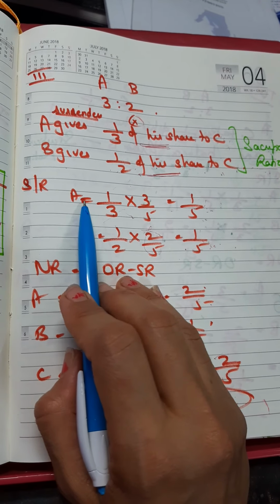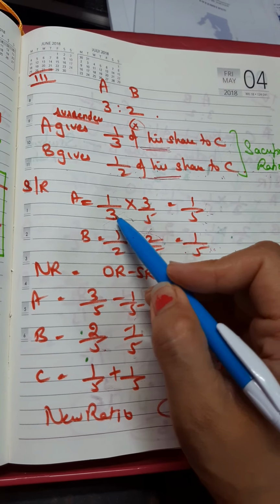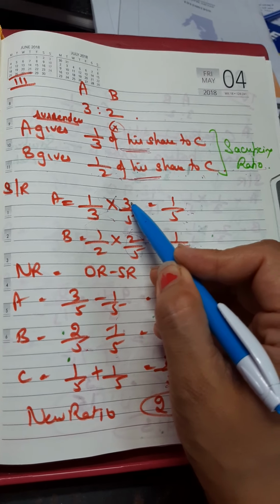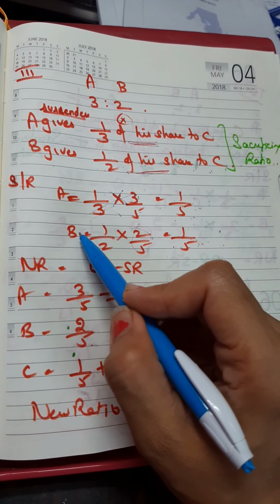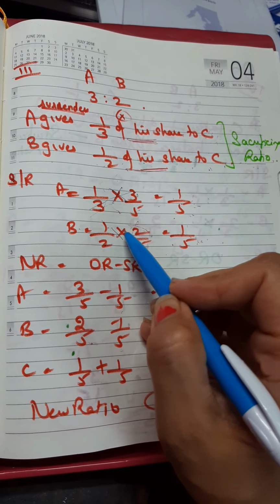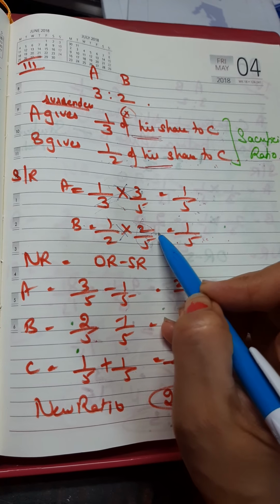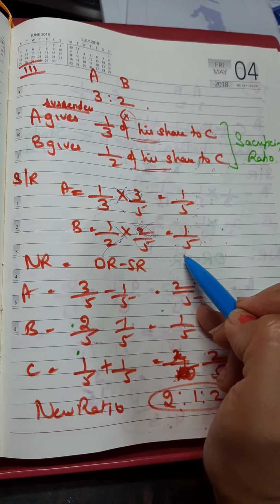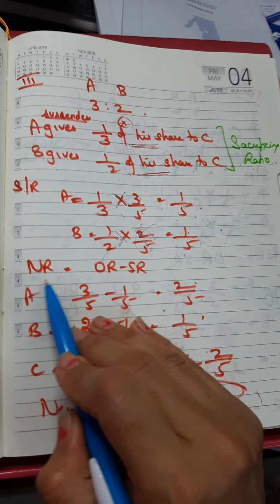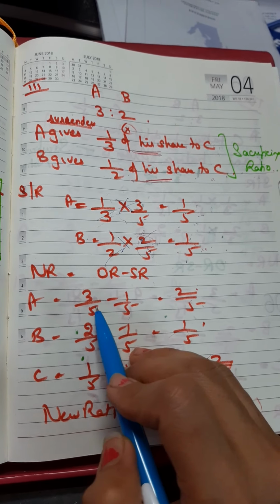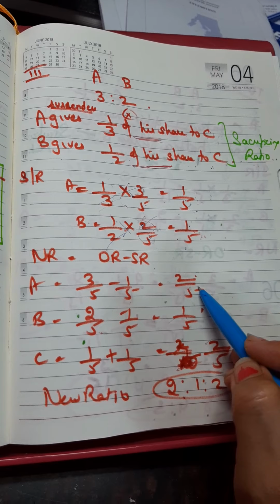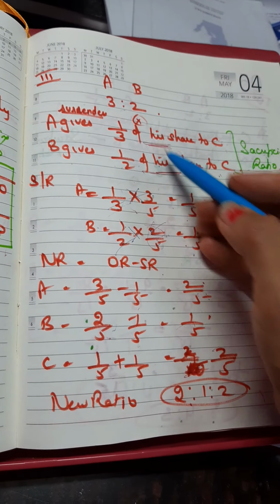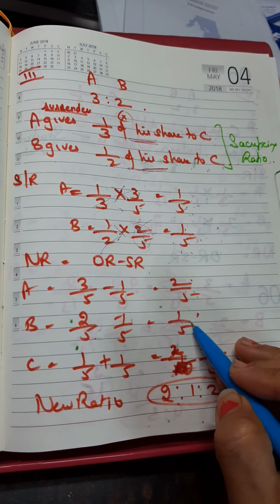So sacrificing ratio of A will be 1/3 of his share, that is 3/5, which makes it 1/5, and B gives half of his share, that is 2/5, which makes it 1/5. Now the new ratio will be calculated, old minus sacrificing. So A's old ratio was 3/5 minus 1/5, which makes it 2/5. B's old ratio was 2/5 minus 1/5, which makes it 1/5.